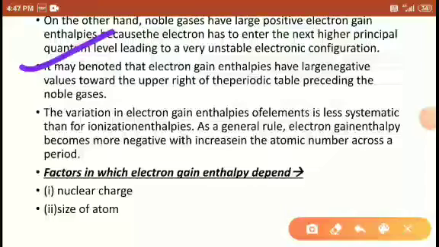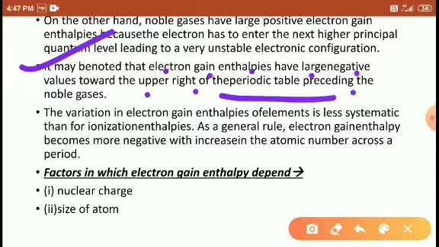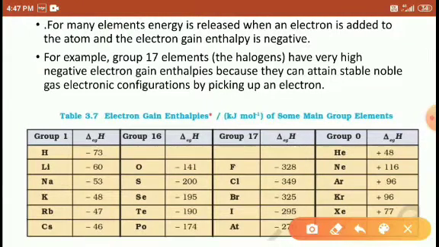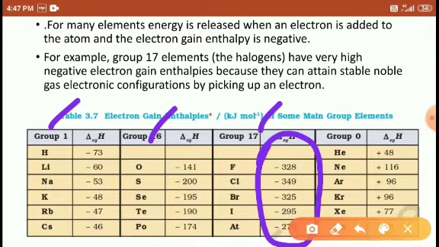So here, students, it may be noted that the electron gain enthalpy has large negative values towards the right, just before the noble gases. Look at it, students. What are the larger negative values there? When you compare the first group, the 16 group and the 17 group, the 17 group has the larger negative value. The larger negative value comes just before the noble gases, because noble gases are completely stable. Just before the stable element, the larger electron gain enthalpy comes.